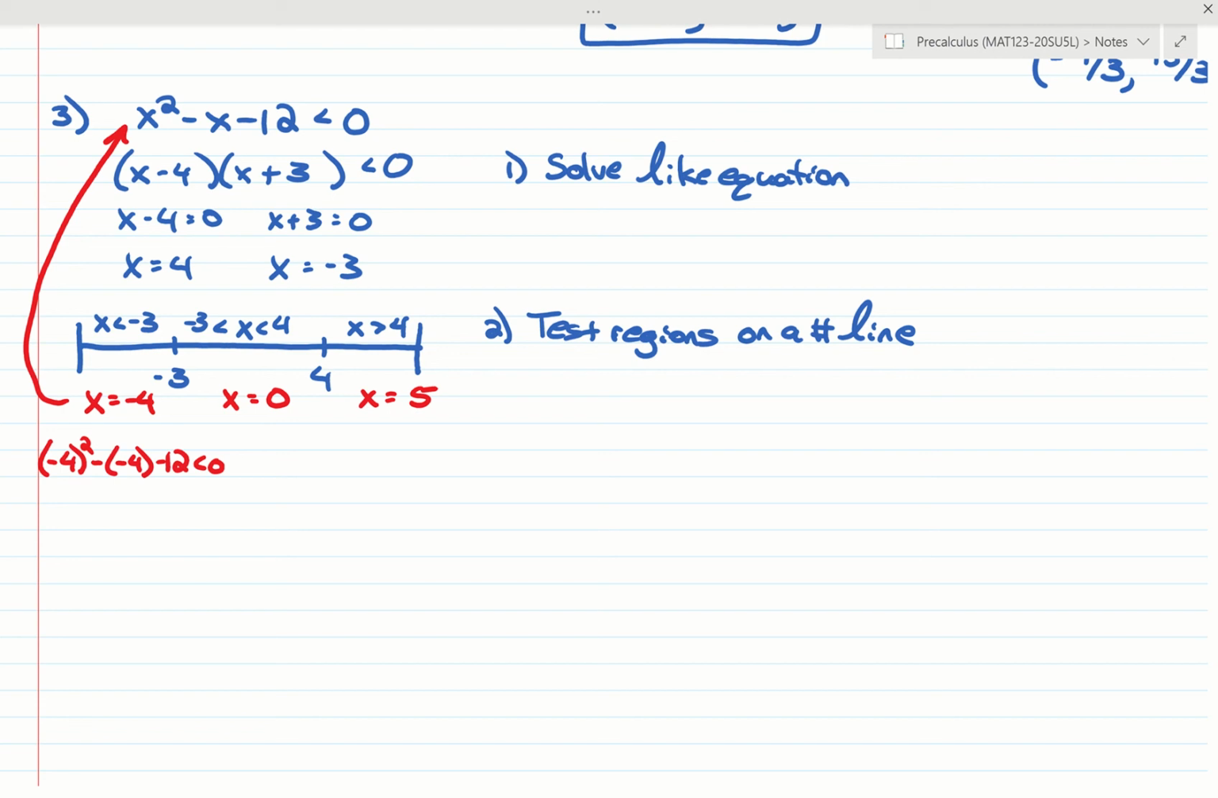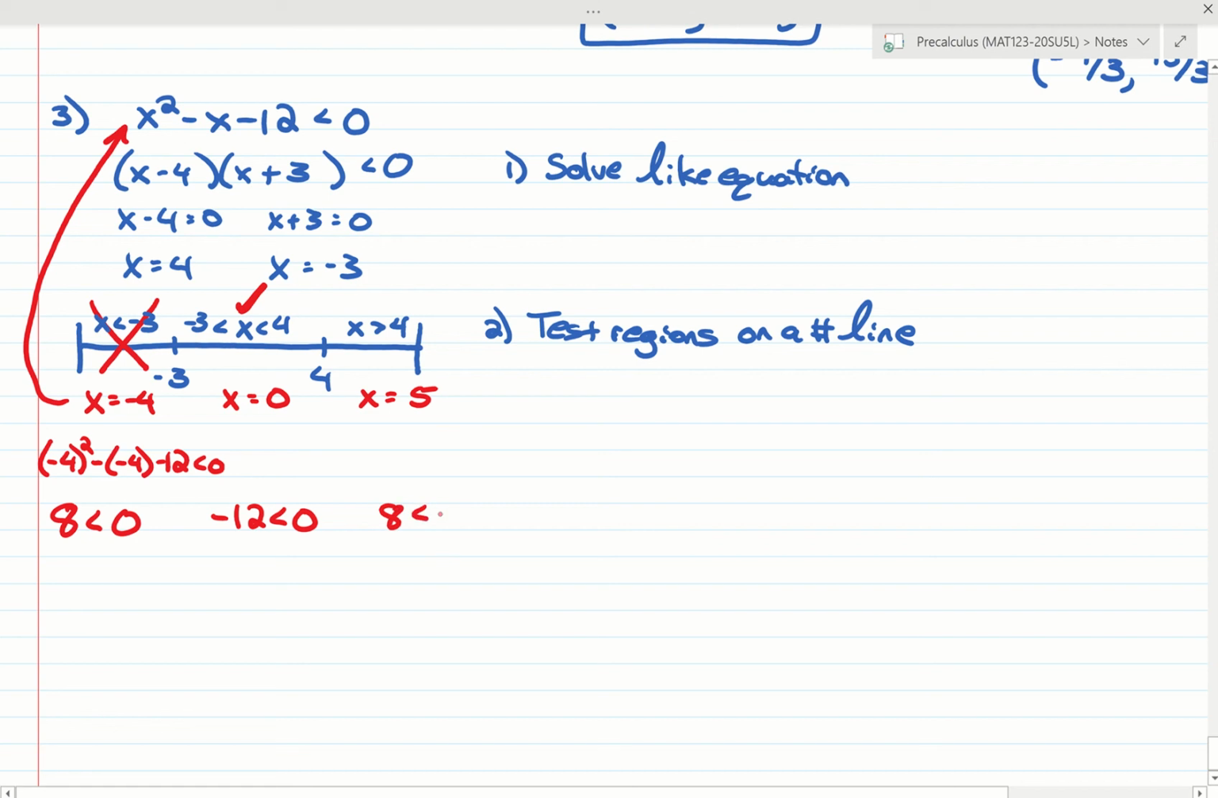Okay, so if I use -4, my calculator is telling me I got 8 is less than 0. Well, that's not true. So that means that whole area where -4 is no good. Let's try 0. If I store 0 in for all the x's, I type 0 squared minus 0 minus 12, I get -12 is less than 0. That makes sense. And then if I plug in 5 for all the x's, I get 8 is less than 0, and that's not true. So it looks like the region on our number line that worked was this region right here.